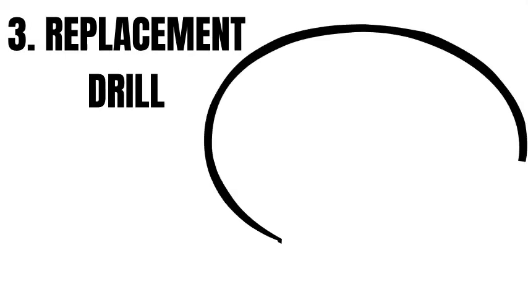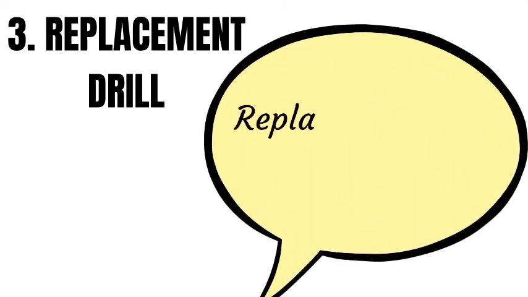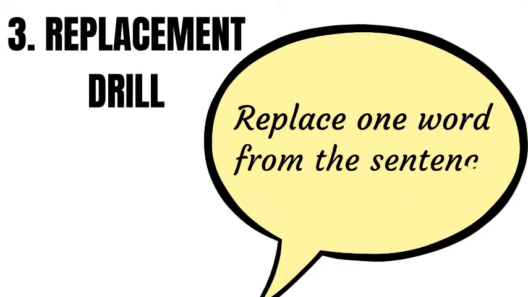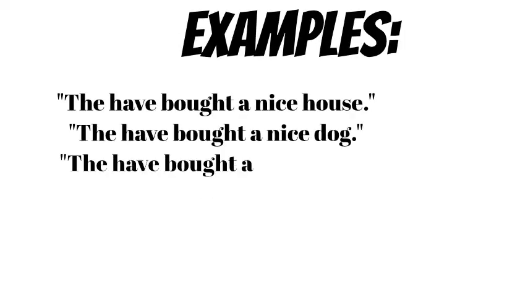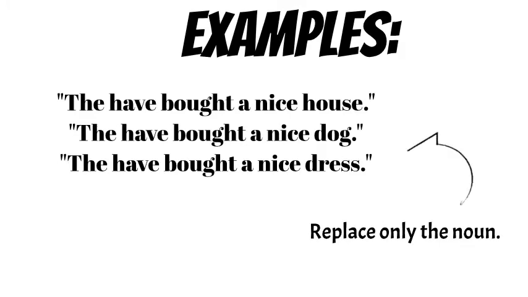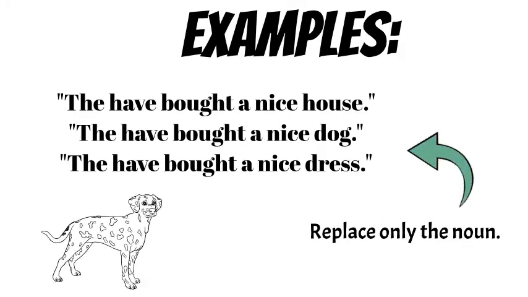Number 3, replacement drill. When one word in the utterance is replaced by another one. For example, they have bought a nice house. They have bought a nice dog. They have bought a nice dress.